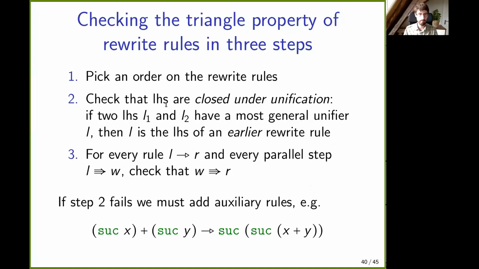One more remark: it's possible that the second step fails because there's not a rule with this most general unifier. For example, it actually happens in this plus example that I showed. There we need to add some extra auxiliary rules. For example, we need to add this extra rule that says, when we have successor on both sides, then we can take out both of them. This could be added automatically, but at the moment, you still have to do it manually in Agda.